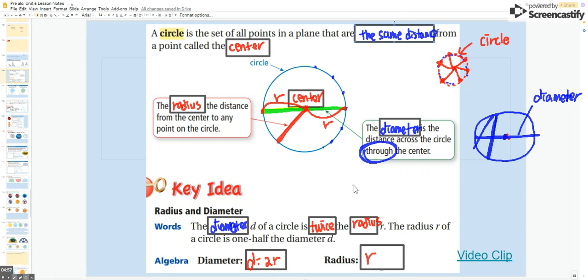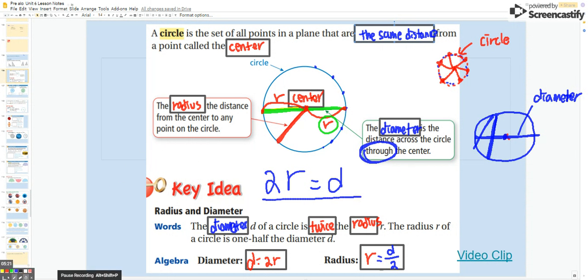And what about the radius? What's the relationship between radius and diameter? If you divide the diameter by 2, then you will get the radius, right? So I really want you to remember, radius, if you double it, that is going to be the diameter. This is the relationship between radius and diameter. You really need to remember this.